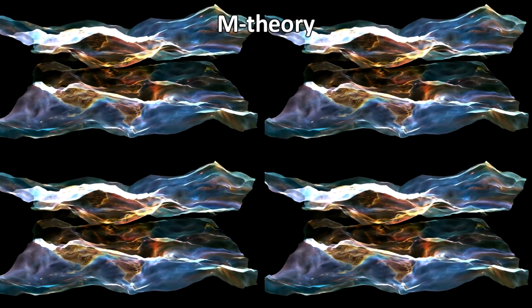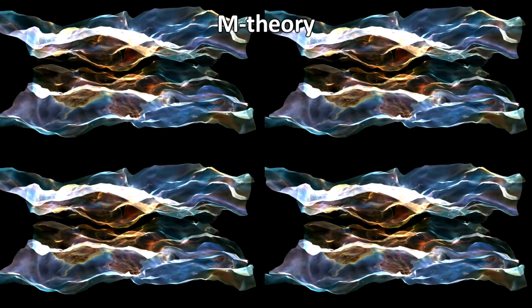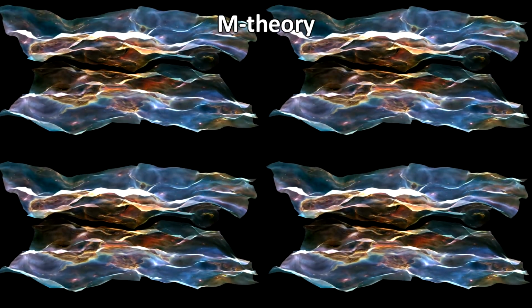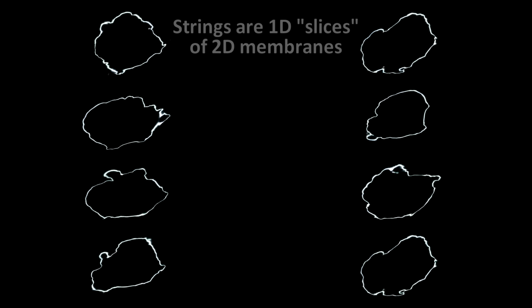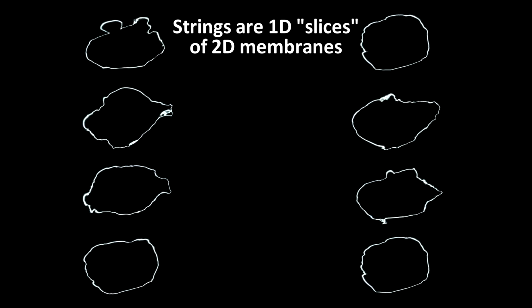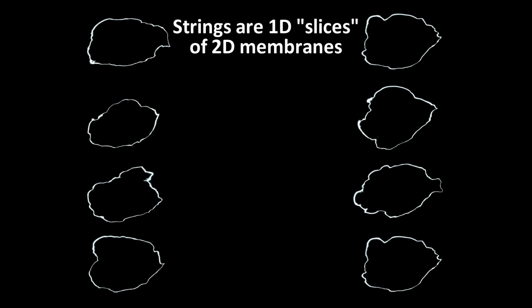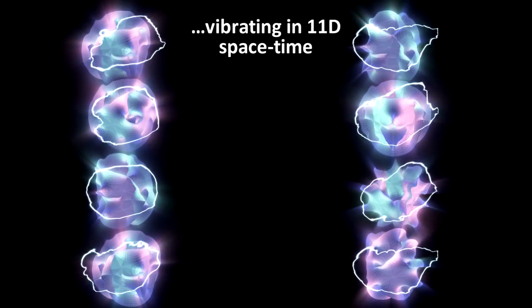This is M-theory or membrane theory, which is a theory that unites all the consistent versions of string theory. M-theory brought all the string theories together by asserting that strings are really one-dimensional slices of a two-dimensional membrane vibrating in 11-dimensional space-time.